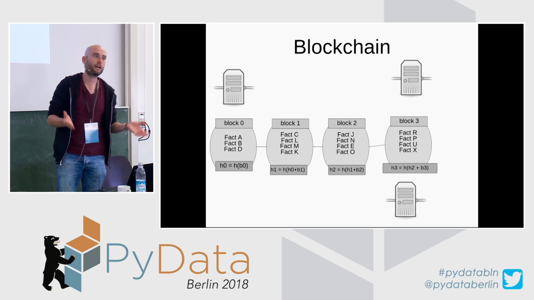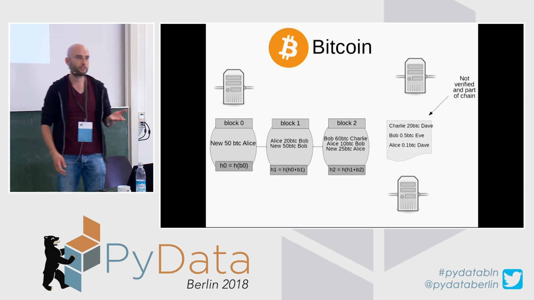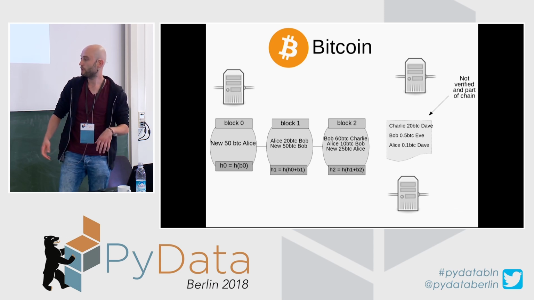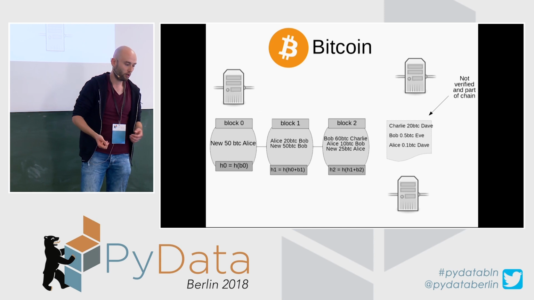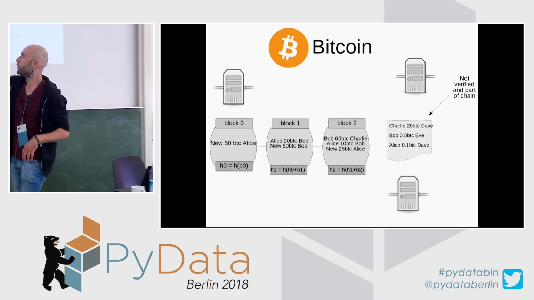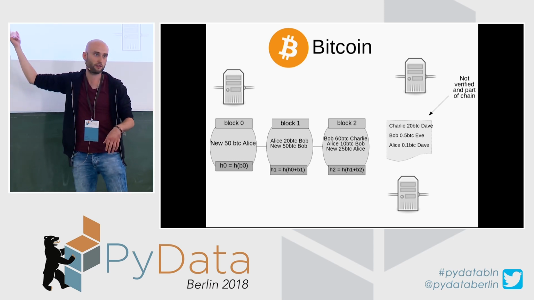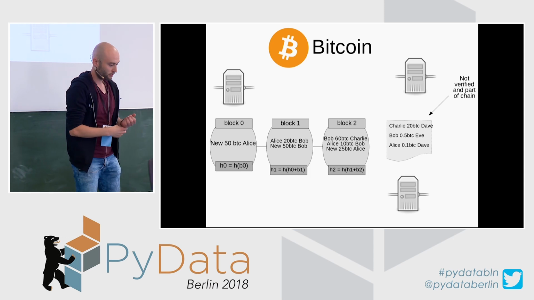So what are these facts actually? For Bitcoin, these facts are just transactions, right? So facts could be something like Alice sends 20 Bitcoin to Bob, or Bob sends 60 Bitcoin to Charlie, or facts could be stuff like new 50 Bitcoin to Alice because she mined this block and she's rewarded for this. So she can create Bitcoin out of thin air.